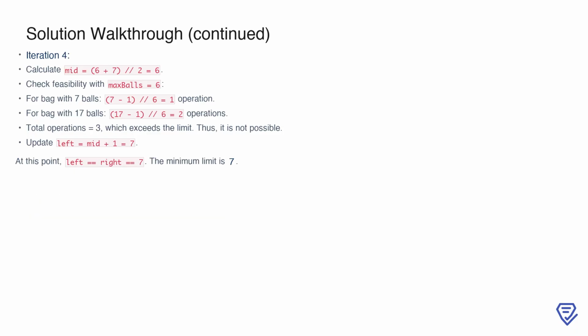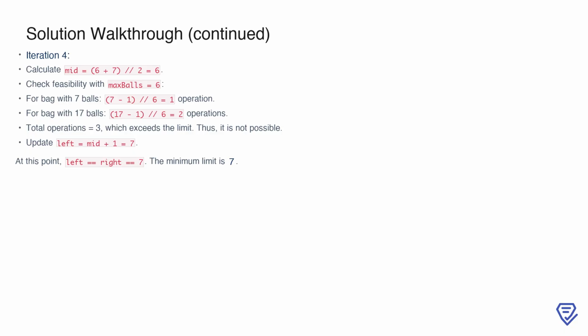Finally, we calculate mid as 6. For this limit, the first bag with 7 balls requires 1 operation, and the second bag with 17 balls requires 2 operations. The total operations needed are 3, which exceeds the allowed limit of 2.